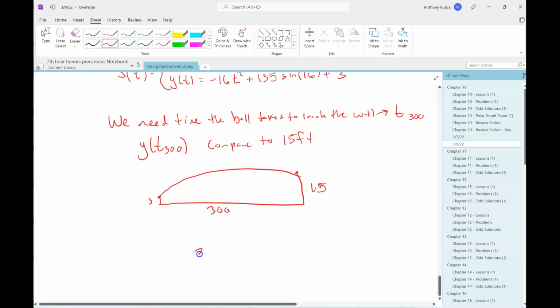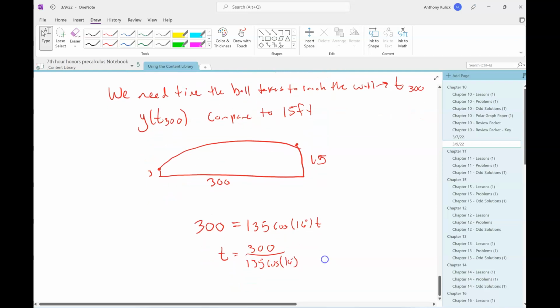Okay. So really what I just need to do is solve 300 equal to 135 cosine 16 times t. And once I have that answer, I'm just going to plug that in for y. And that'll give me the height that the ball is when it gets to the wall. And we're done.